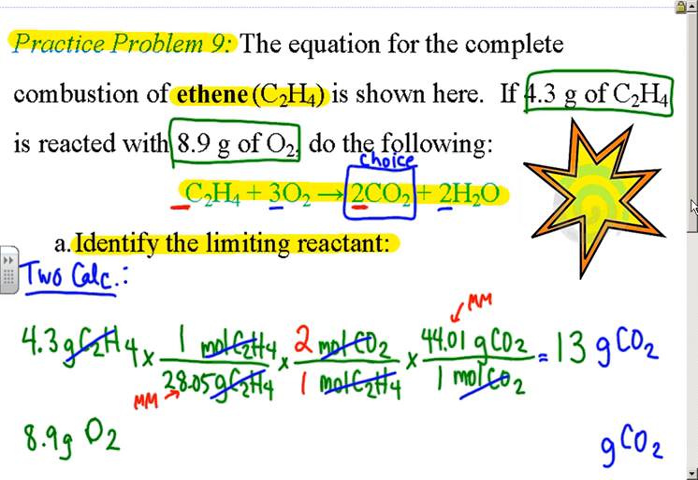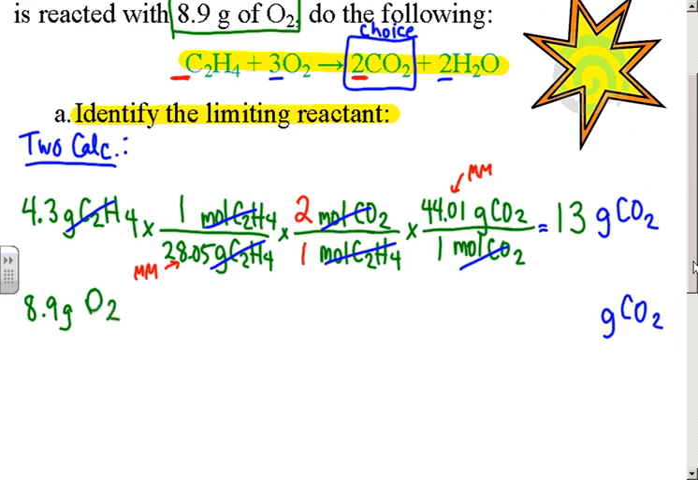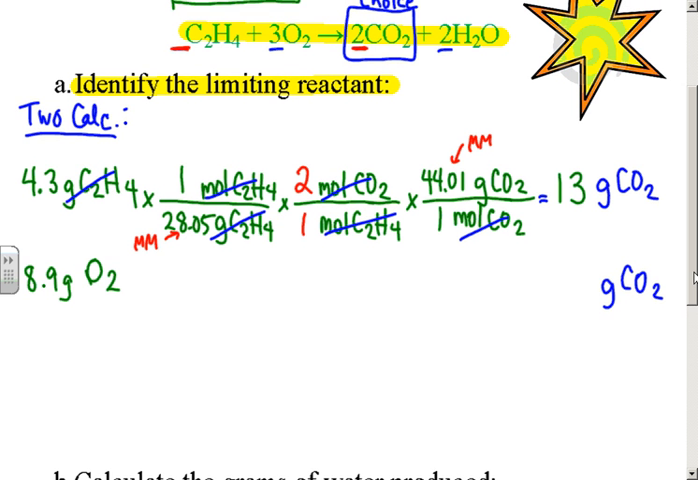What I'm going to do for my second calculation is the same type of calculation, again going to grams of CO2. So notice I'm going to the same units that I ended with for the first one, but I'm going to do it starting with the other number they gave me, which in this case is the 8.9 grams of oxygen. Go ahead and pause the video here and do this calculation on your own, going from grams of O2 to grams of CO2.